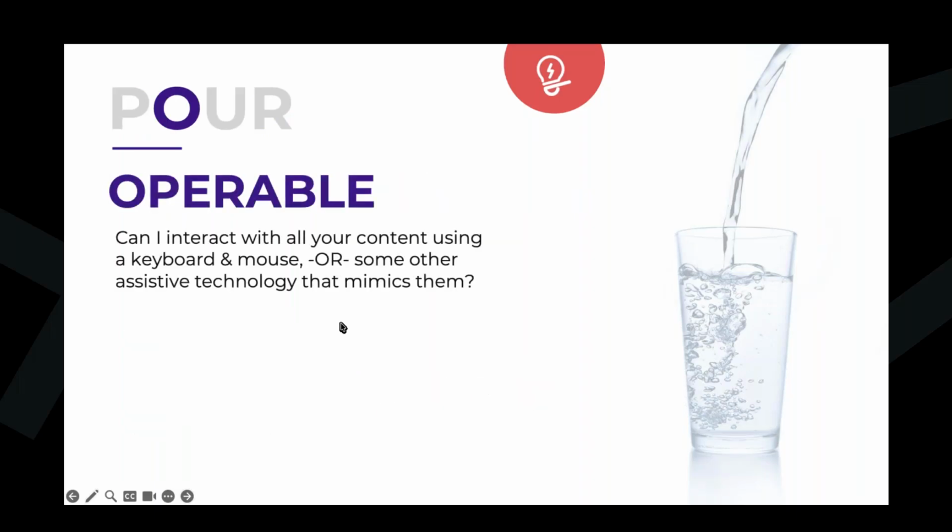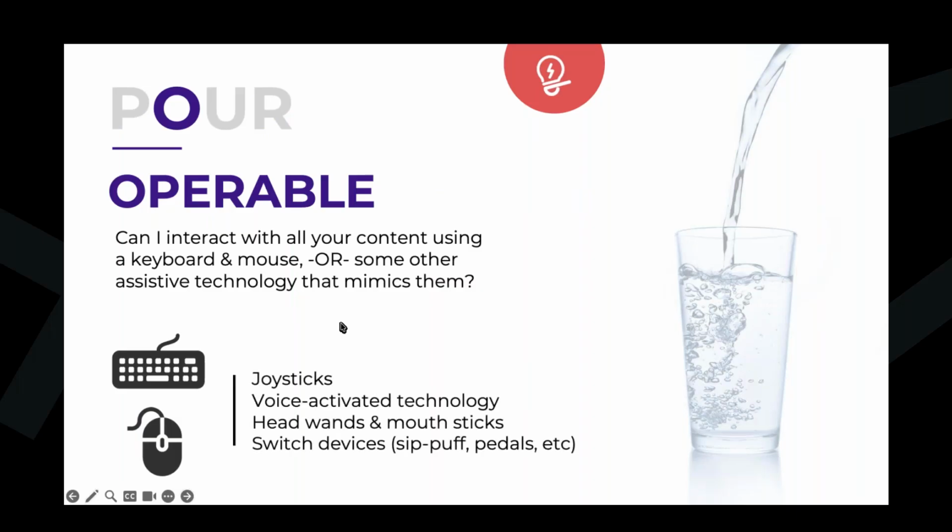Okay. Next one, operable. So can I interact with all of your content using a keyboard and mouse or some other assistive technology that mimics a keyboard and mouse? So when we talk about this operable principle, it's important to remind ourselves that the main ways we interact with the web is through these 2 common devices, keyboard and mouse. And a mouse is much more difficult to use than a keyboard. A mouse requires much more precise motor coordination to use than a keyboard. So often we really boil it down to just using a keyboard. We try to answer the question, would this app or website be usable by a keyboard only user?